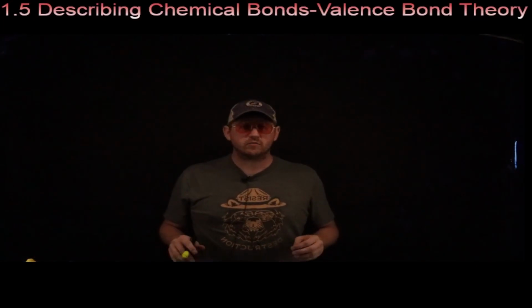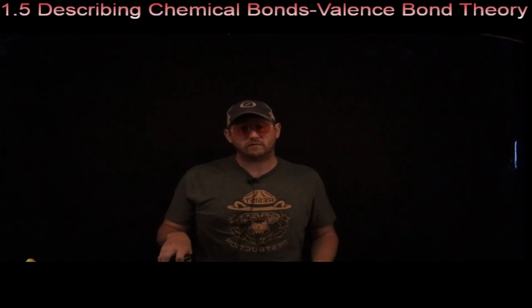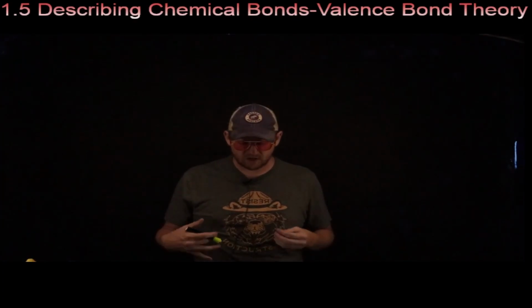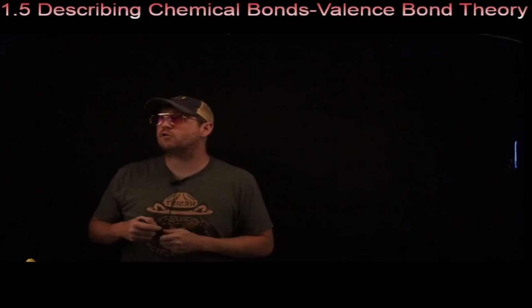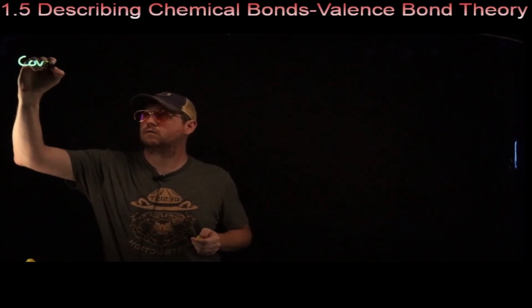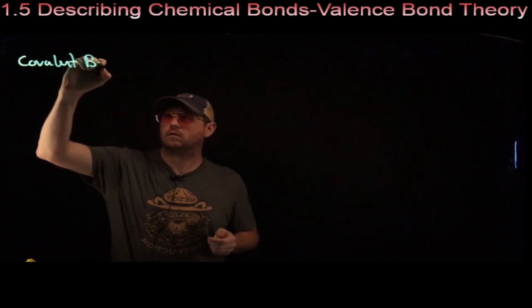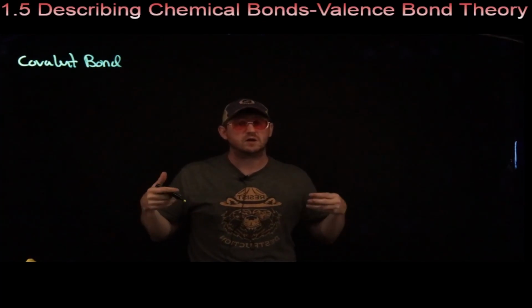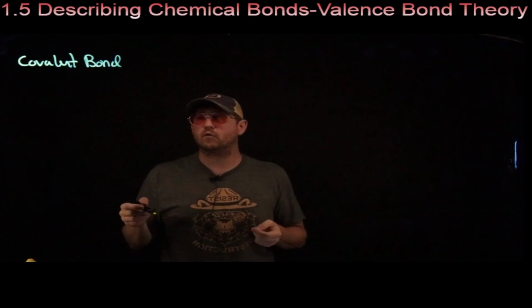In the previous video, we talked about electron configuration and how electron configuration predicts bonding. In this video, we're going to focus on the idea of a covalent bond. And a covalent bond is described as two atoms sharing their electrons to form a new bond.